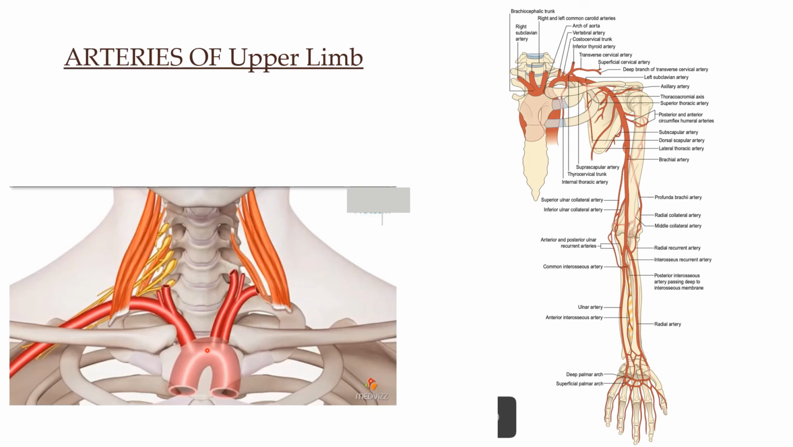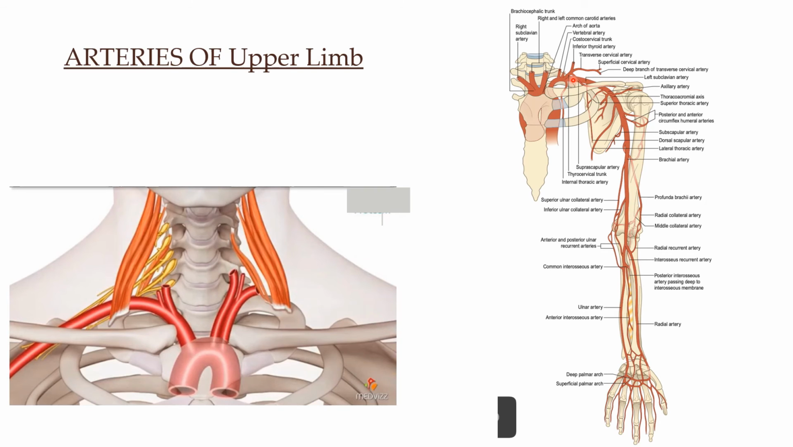The subclavian arteries on both sides, when they cross the first rib, this is the first rib, when the subclavian artery crosses the first rib and enters into the axilla, then the same artery will be called axillary artery. Now let us see the illustration on the right side. Here again, this is the arch of aorta and these are the branches. This is the axillary artery.